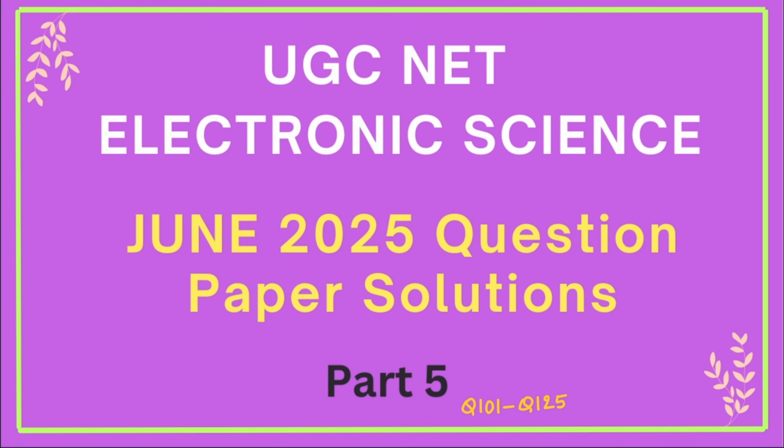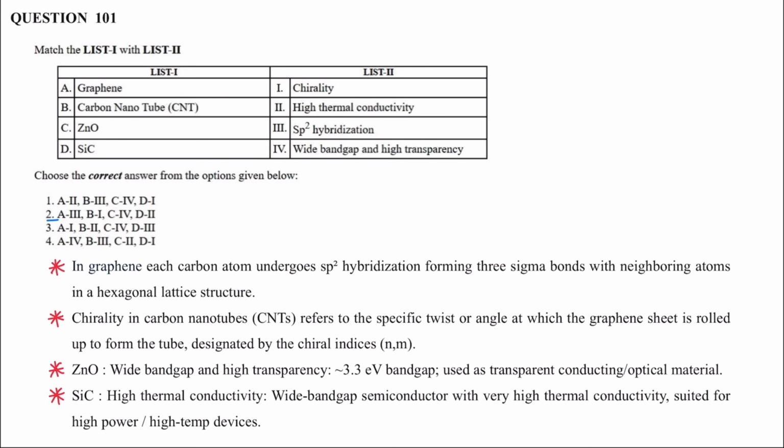UGC NET Electronic Science June 2025 question paper solutions part 5, that is from question number 101 to question number 125. Question number 101, match the list 1 with list 2. A, graphene. In graphene, each carbon atom undergoes sp2 hybridization, forming 3 sigma bonds with neighboring atoms in a hexagonal lattice structure. So graphene is sp2 hybridization.